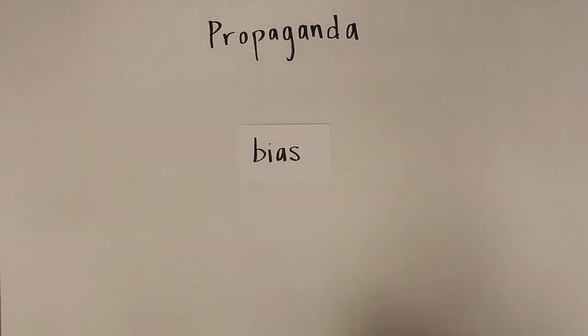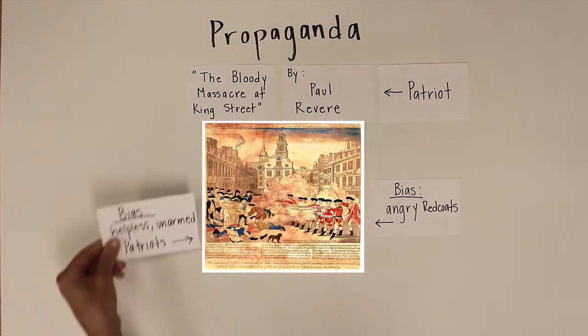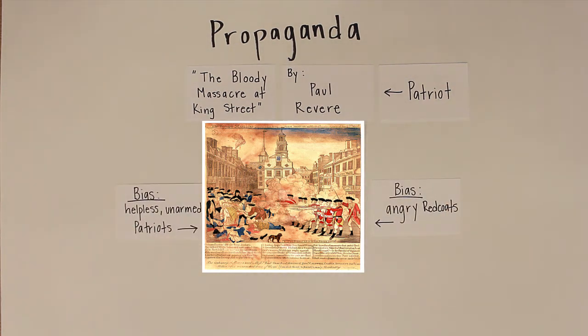Propaganda is also usually biased, or only represents one side of a story. Paul Revere based this etching off of an illustration by Henry Pelham. Paul Revere also happens to be a patriot. He makes the redcoats look very angry and armed to the teeth, while the patriots are depicted as helplessly unarmed.